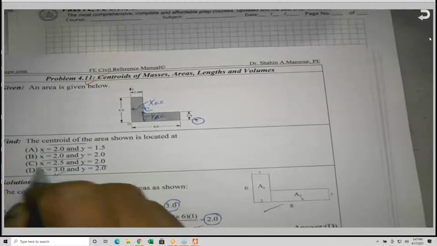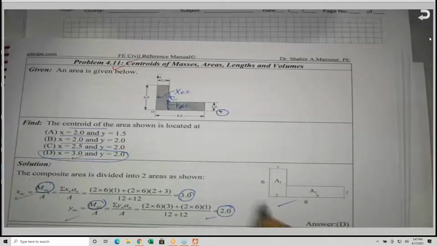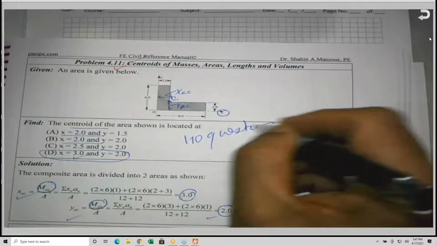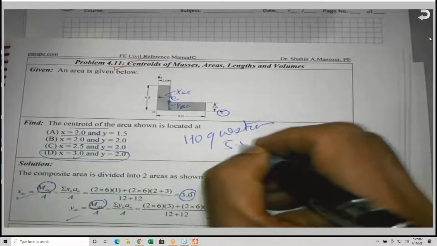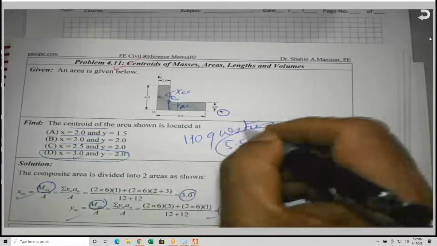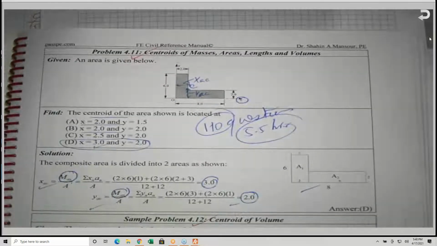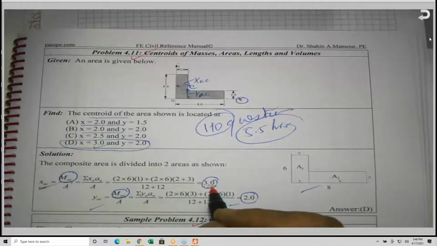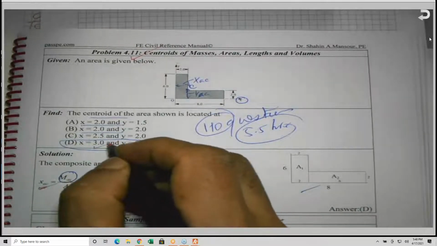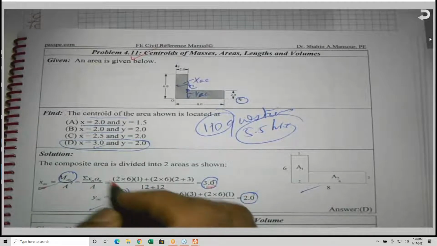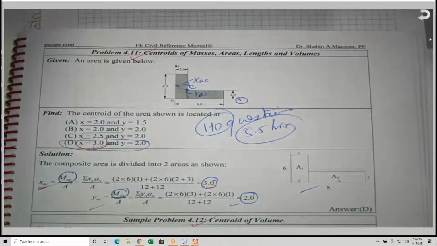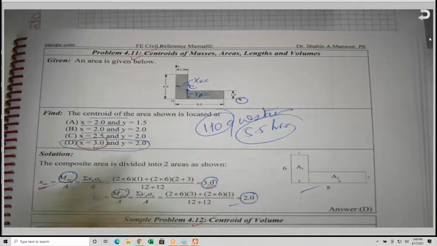Sometimes, by the way, because of the time, you will be given 110 questions, as all of you know, and you have 5.5 hours. So basically time is the biggest enemy for you. If you solve for the XAC first, you'll find 3. If you are really sure about your calculation, and we are lucky that only one choice has XC equal to 3, there is no need to compute the other one.